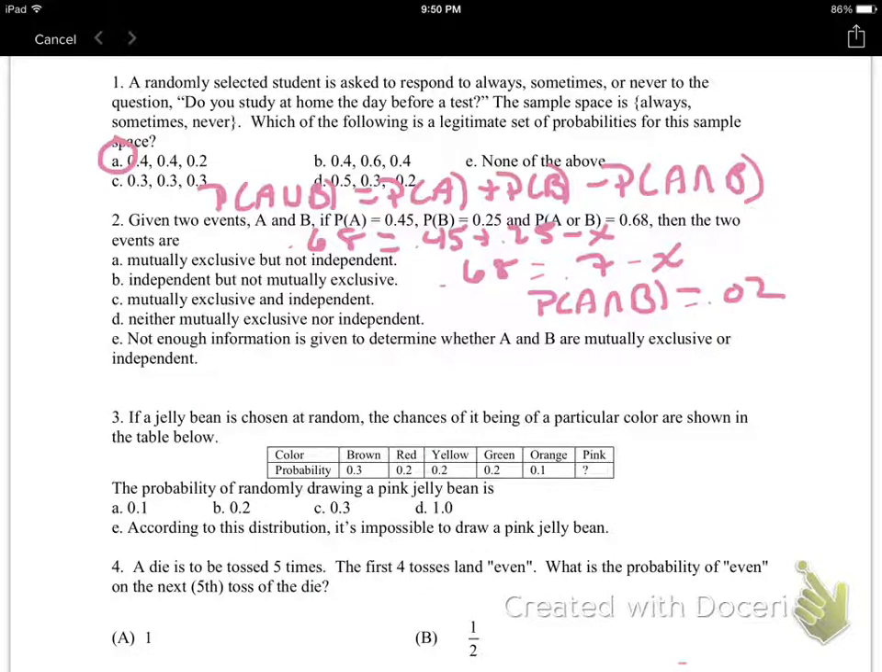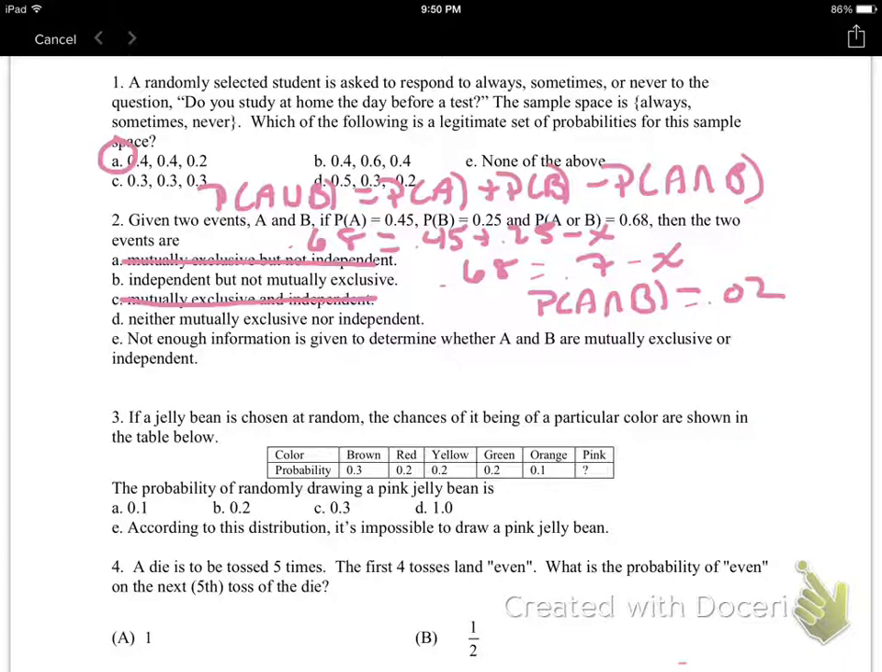Okay, now, since 0.02 is not 0, we know they're not mutually exclusive. So, mutually exclusive and independent, it can't be that. Neither mutually exclusive, not enough information. Mutually exclusive but not independent. Okay, independent, it can't be that.